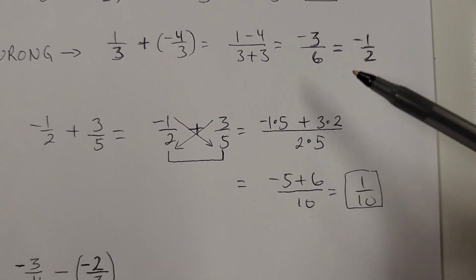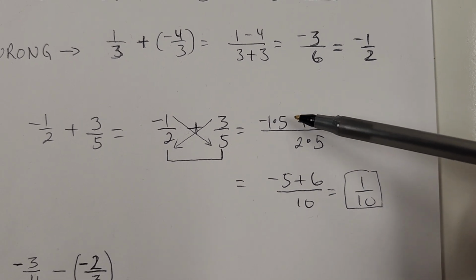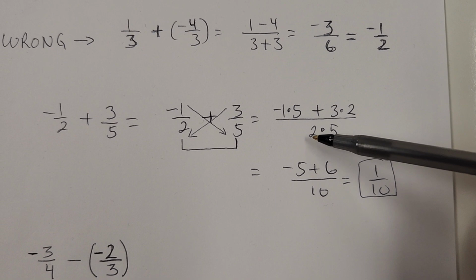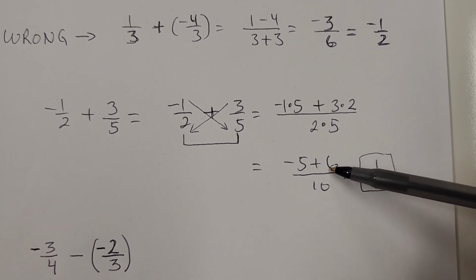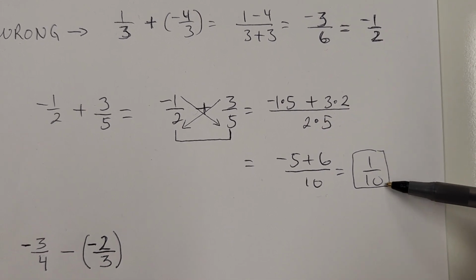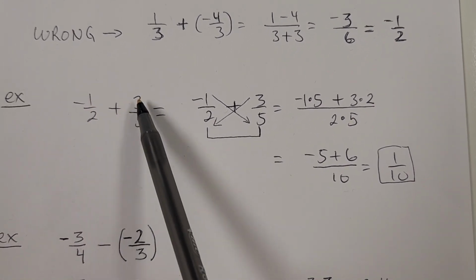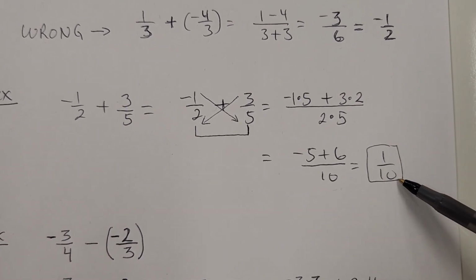Okay? After that, all you have to do is just do order of operations. So negative 1 times 5 is negative 5. 3 times 2 gives me 6. 2 times 5 gives me 10. And then negative 5 plus 6 gives me 1 over 10. So negative 1 over 2 plus 3/5 is equal to 1 over 10.